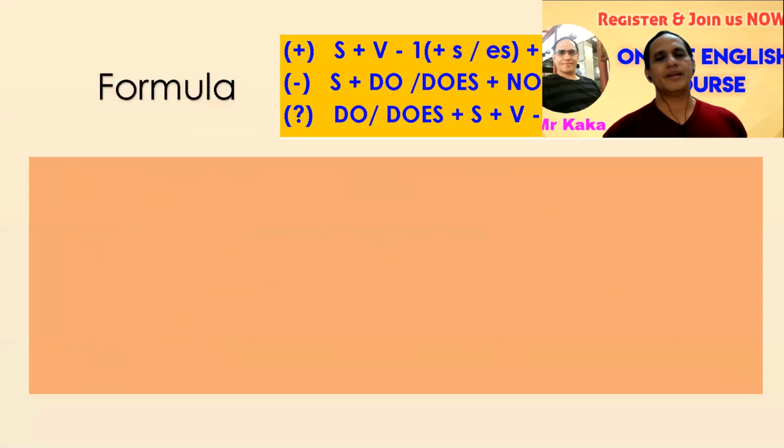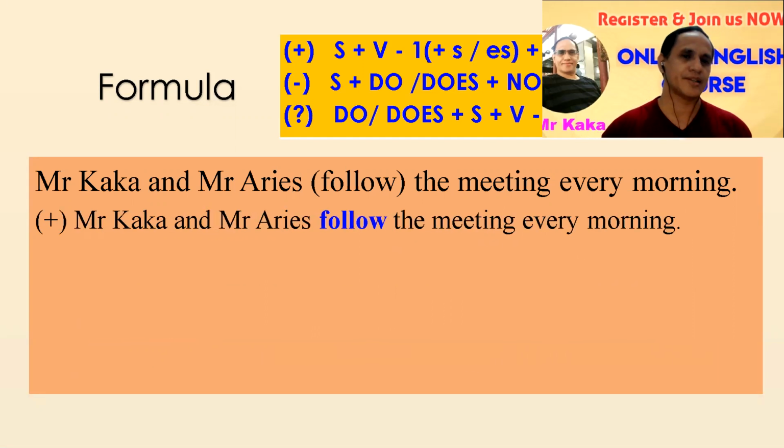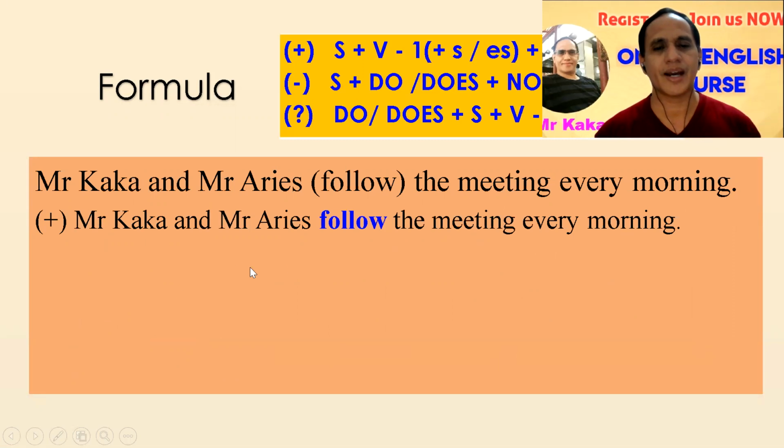All right, everybody. Now let's come to the last example of present tense. Have a look at the example here: Mr. Kaka and Mr. Aris follow the meeting every morning. If you want to change this sentence into the positive form, it will be: Mr. Kaka and Mr. Aris follow the meeting every morning.